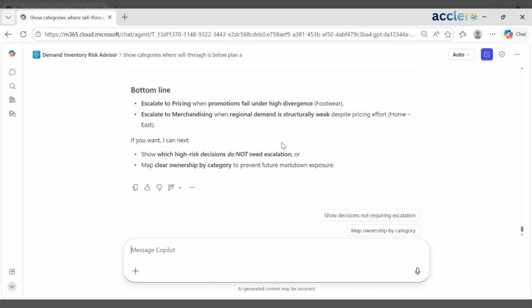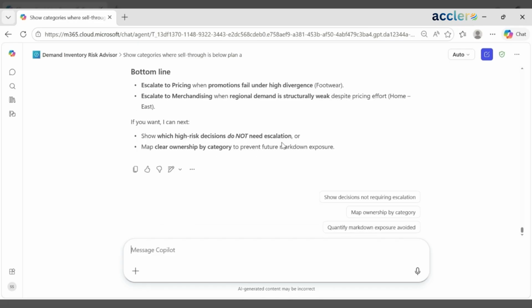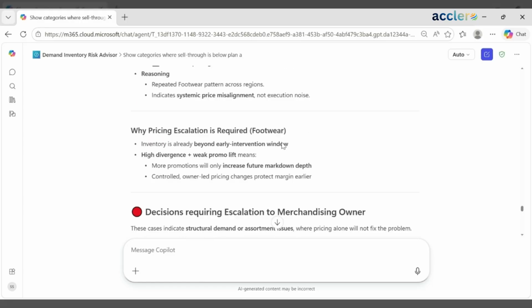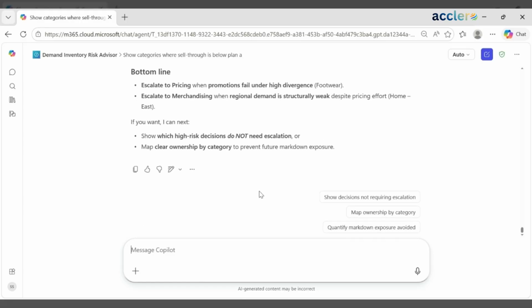So the outcome is very simple: earlier intervention, lower markdown exposure, and better margin protection. By acting on the early demand and inventory signals, this agent will ensure a disciplined execution and clear ownership before the clearance decision becomes unavoidable.